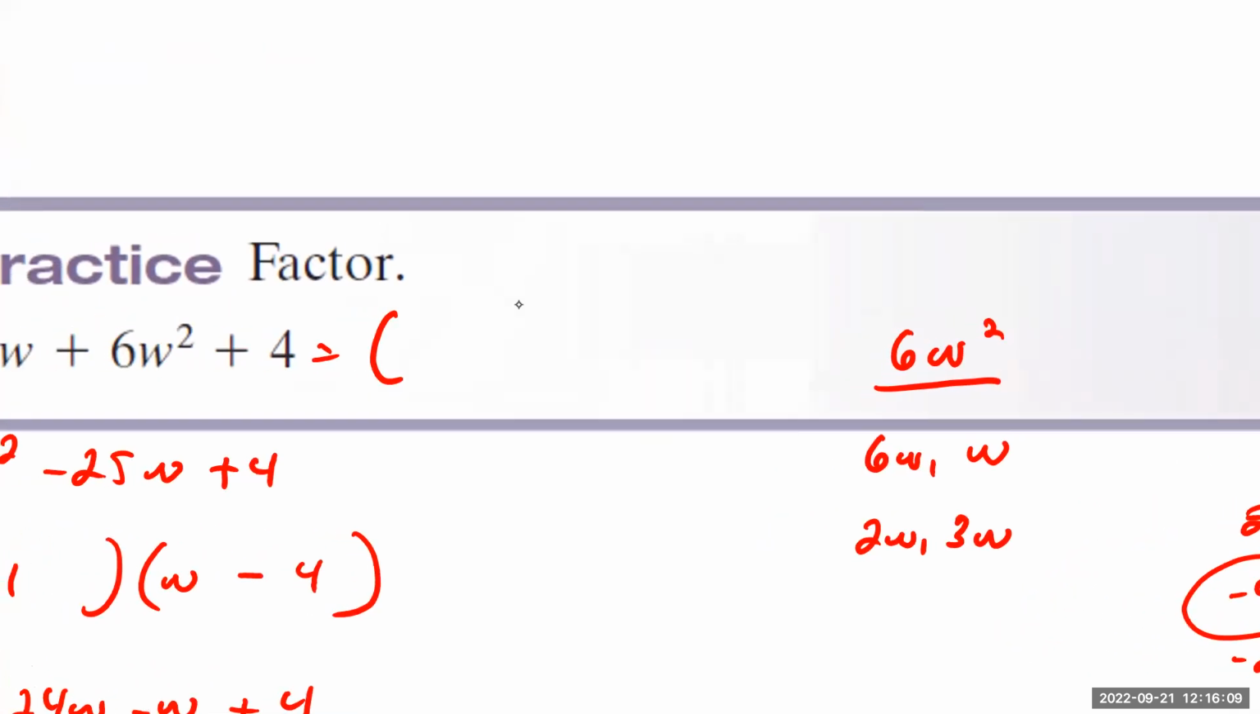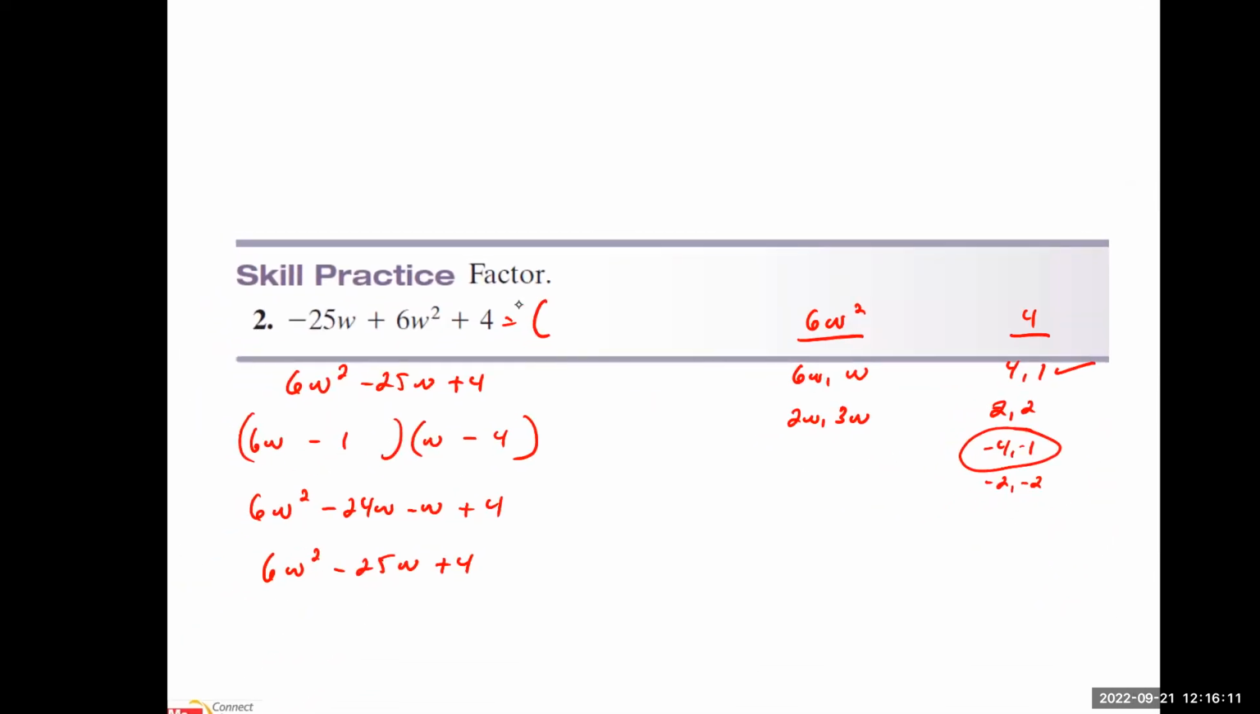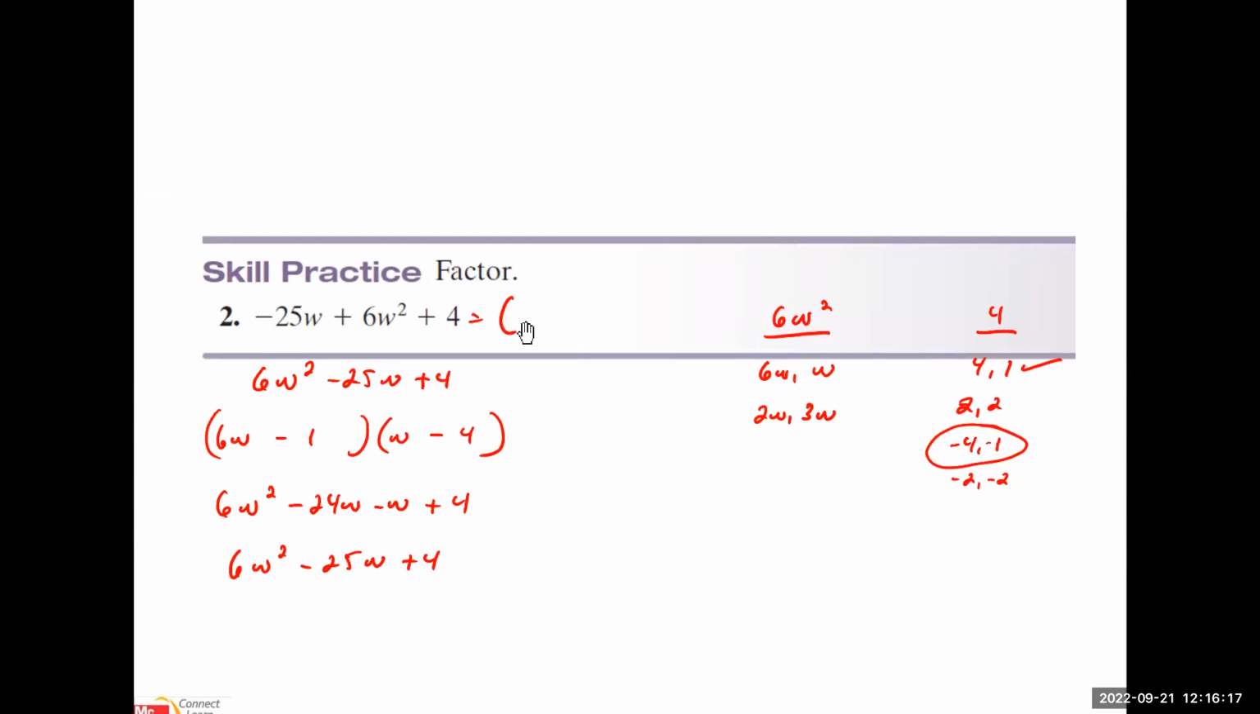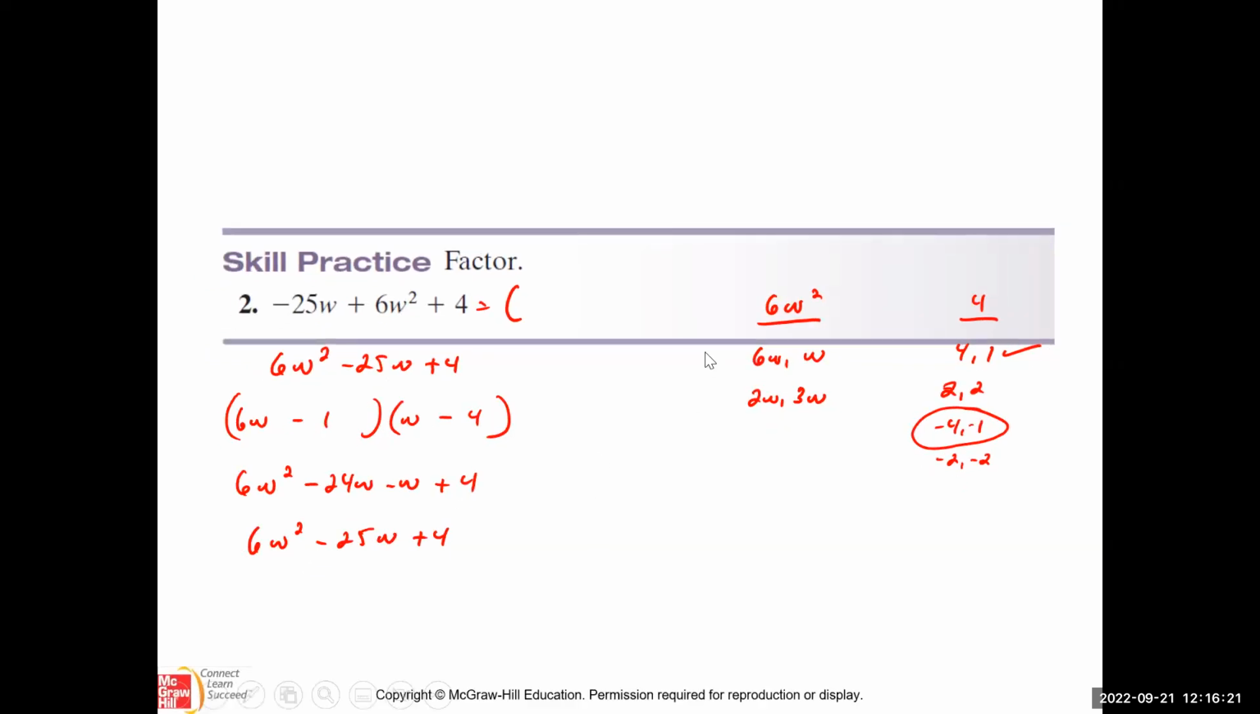Oops. Yeah, this is really not working out with me today. Hold on a second, let me make sure I get it to the right spot. I don't understand, right? So there you go. So we have 6w minus 1 and then w minus 4.